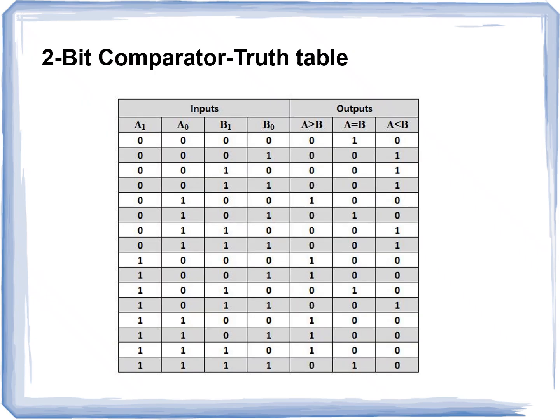This is the truth table for the 2-bit magnitude comparator. We are going to compare the values of A1 A0 and B1 B0. Based on this comparison, if A is greater than B, the corresponding bits will be high. If A equals B, the corresponding bits are high for the A equal to B condition. If A is less than B, the corresponding bits are high for these combinations. So we get the outputs A greater than B, A equal to B, then A less than B. This is the comparison of the 2-bit magnitude comparator.